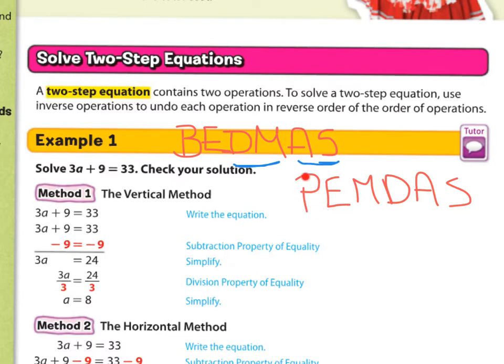P stands for parentheses, similar to brackets. Exponents, multiplication or division, addition or subtraction. For two-step equations, they're telling you to do the order of operations in reverse order. So you want to do any addition or subtraction first, division or multiplication next, exponents, and lastly, brackets or parentheses.